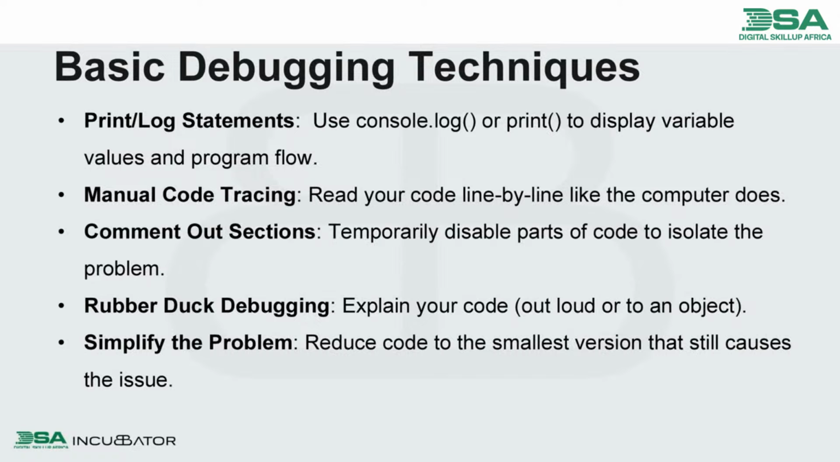Commenting out sections. These involve temporarily disabling parts of code to isolate the problem. So let me say you're trying to debug one particular side and you know that some certain parts are already working. You might just comment those ones out. Let me focus on the parts that are not working. Stuff like that. So that is commenting out sections.